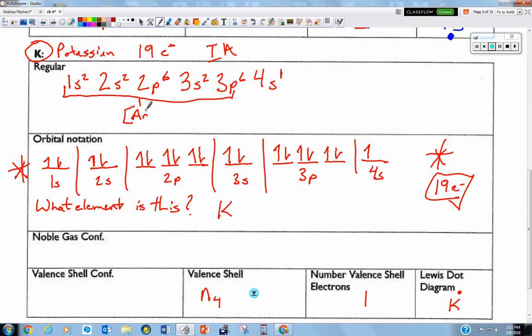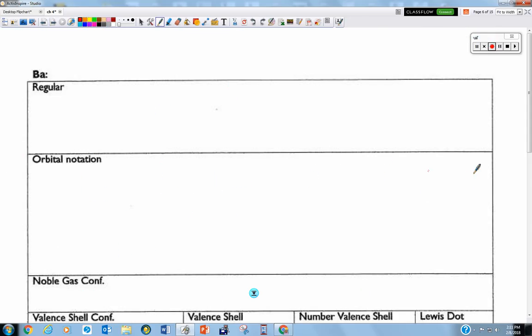Now, getting to our noble gas configuration. We've already determined this is argon, so the element we're putting here is argon. And then what's different about potassium than argon? 4s1. And then even easier, valence shell electrons. What is our highest S and or P? 4s1. All right, one electron there, one electron there, one electron there. All right, let's try one more or two more.